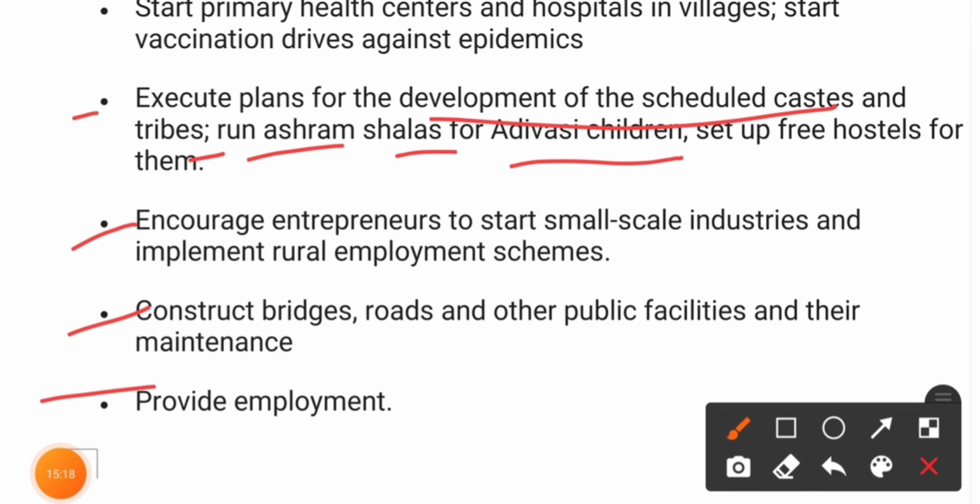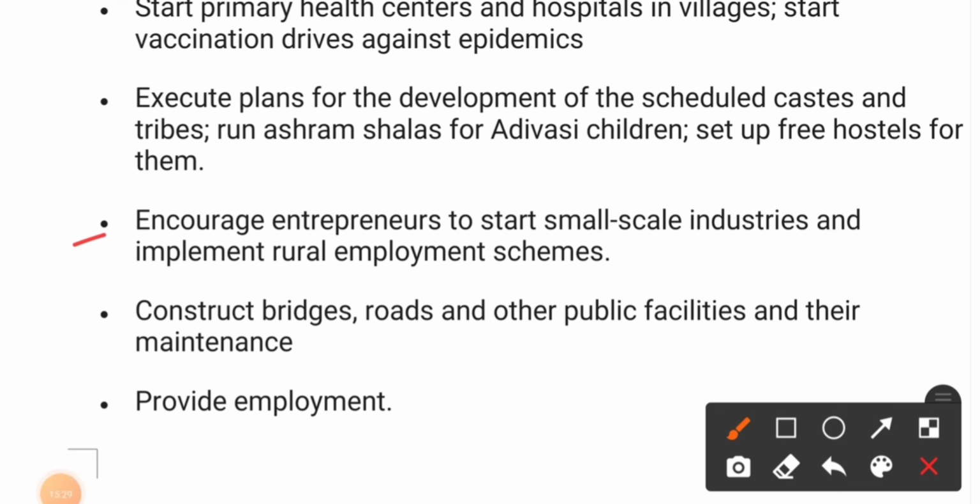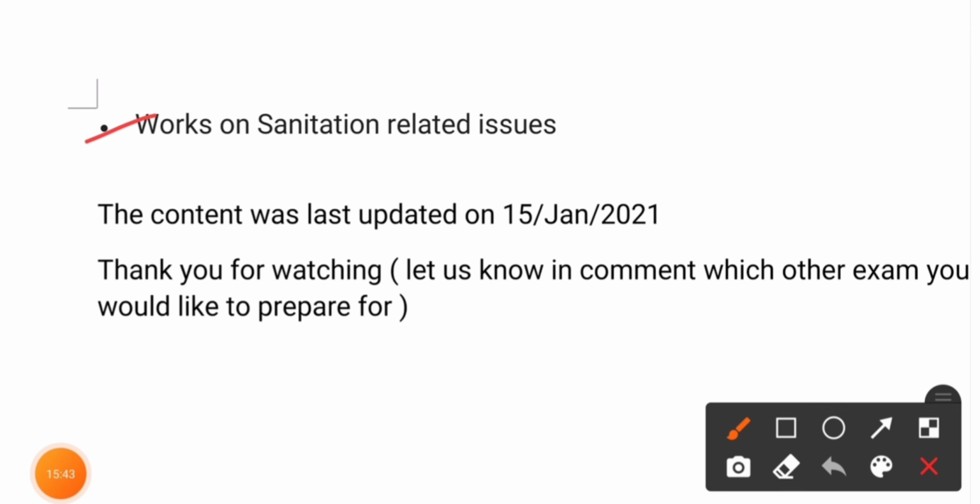It executes the plans for the development of the scheduled castes and tribes, runs ashram shalas for the Adivasi children, sets up free hostels for them, encourages entrepreneurs to start small scale industries and implements the rural employment schemes. Here, entrepreneur means business people. It constructs bridges, roads, and other public facilities under maintenance, provides employment to the local villagers, and also works on sanitation related issues in the village.